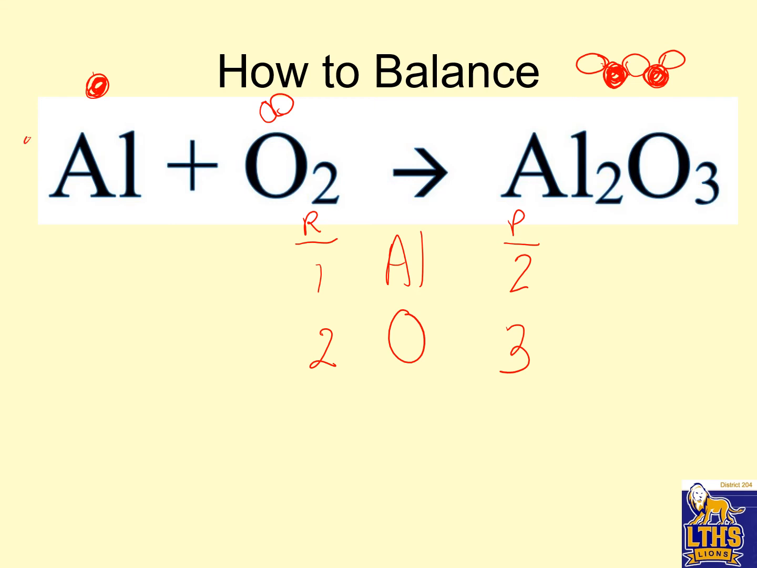So I'm going to put a 2 right there. And so now, instead of 1 of these, I have 2 of these. Okay, so I changed that. Now aluminum is balanced on both sides. Now we need to make the oxygen balance. No, I don't need more aluminum. Aluminum is equal. So let me just put a 2 here so I could try to get the oxygen to balance.